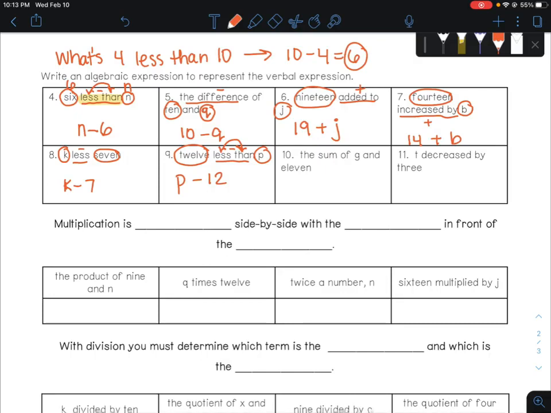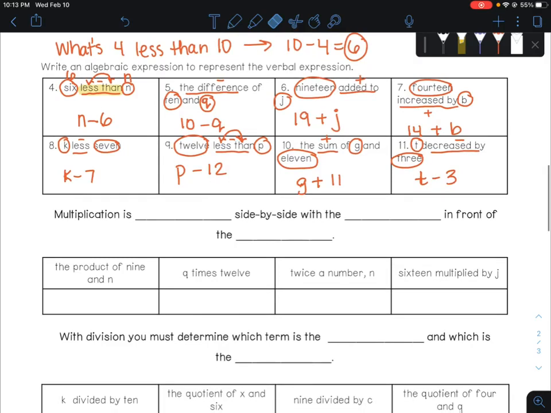Number 10, the sum of g and 11. Sum means add, g and 11. So g plus 11. Number 11, t decreased by 3. So t minus 3. And you can write your t kind of curved a little bit if you have trouble telling between your t and a plus sign. That's just another way to write it. Or make it capital if you need to.